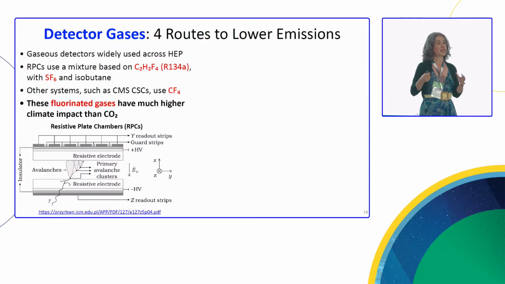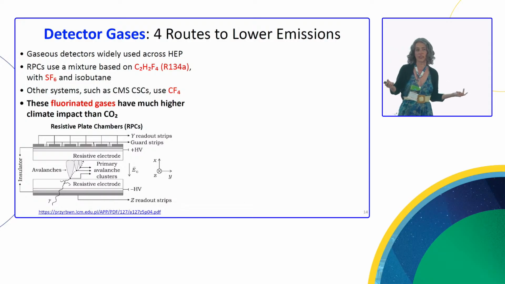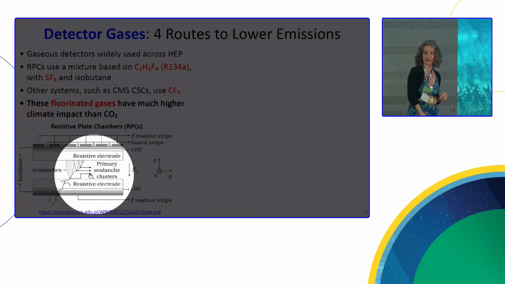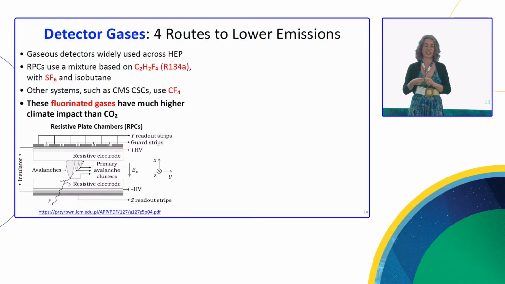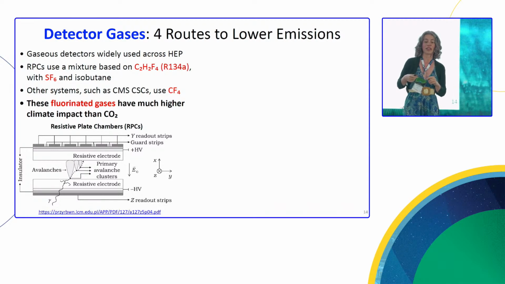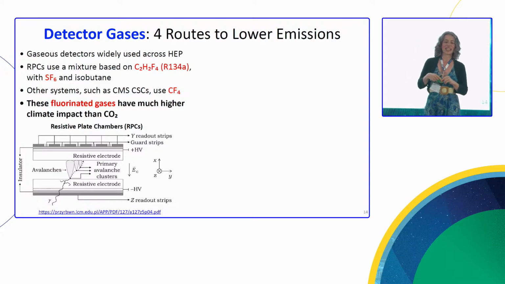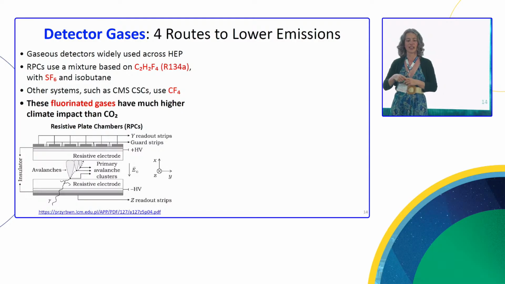Okay, moving on to the detectors themselves. Here I'm going to focus on detector gases. So gaseous detectors are widely used across HEP. You know this. For example, resistive plate chambers, like this diagram at the bottom. These use a mixture of C2H2F4. So the specific instance of this that we use is R134A with SF6 and isobutane. And other systems, such as the CMS cathode strip chambers, use CF4. But basically, these fluorinated gases that I've highlighted in red here have a much higher climate impact than CO2.